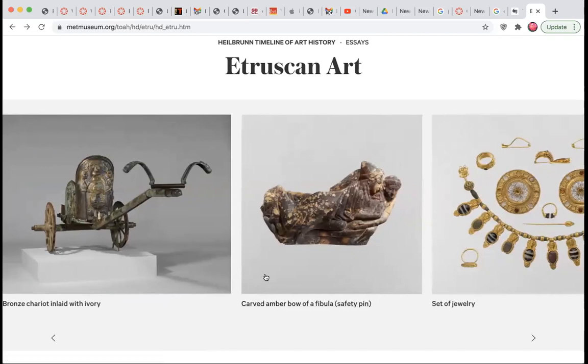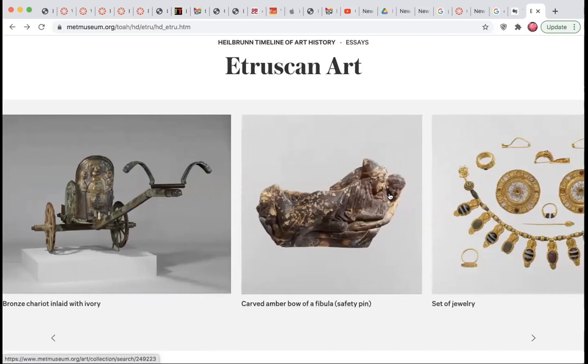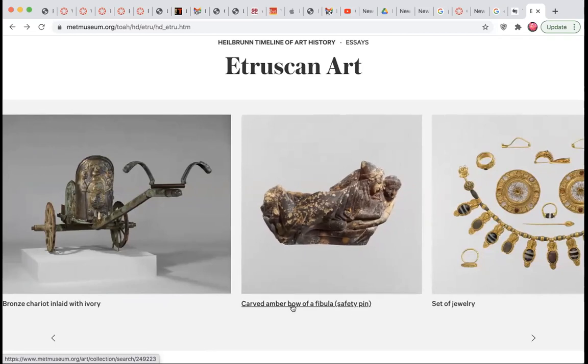This is a carved amber bow of a fibula. So on the back is a pointed long metal piece, and this hooks the garment together. Fibula is definitely one of your vocab words, and we'll have that also in Greek and Roman, but it's a pin that holds the garment together.